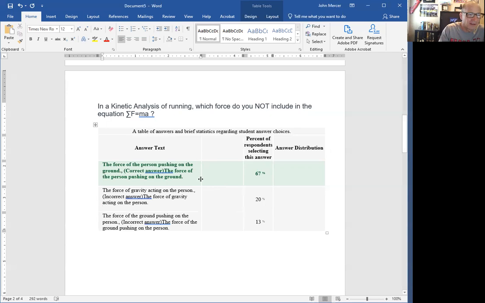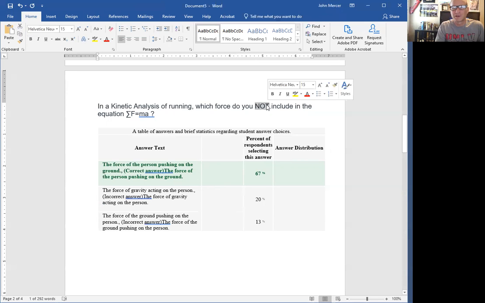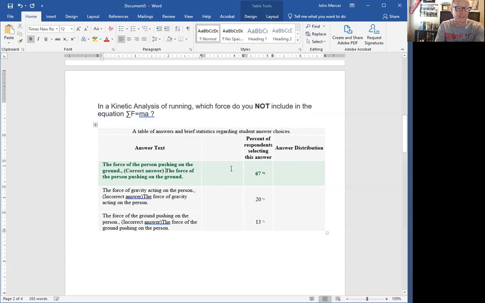Wait a second. Okay, I even threw myself off. This is why I don't always like test taking this way myself. I'm looking for the not, and let me bold that, because I was like, wait a second, this can't be the correct answer. It's just what I spoke against.